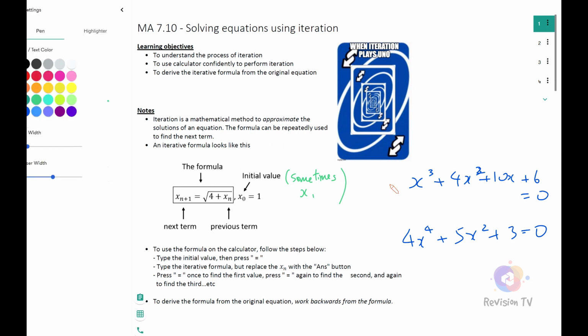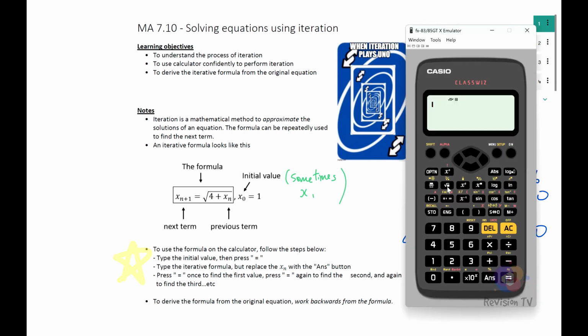Now this is the key part. You might want to highlight it, or remember it whatever way you want. As you do more, you'll probably get used to it. To use the formula on the calculator, follow the steps below. First of all, we're going to type the initial value, and then we'll press the equal sign. And then we're going to type the iterative formula, but replace the xn with the answer button. Now, if I use this formula as an example, in a calculator, what you'll be typing in is square root 4 plus answer. So you replace xn with the answer.